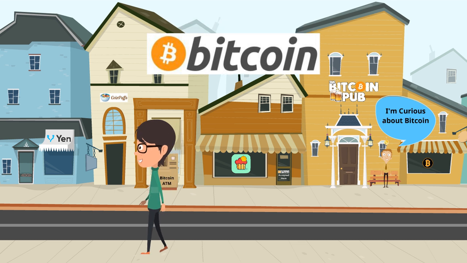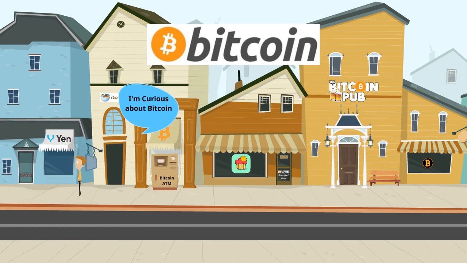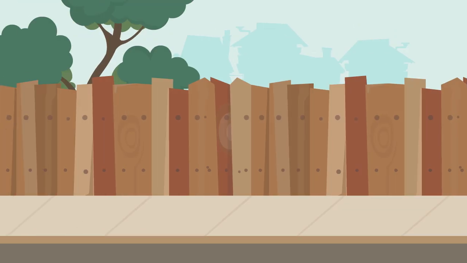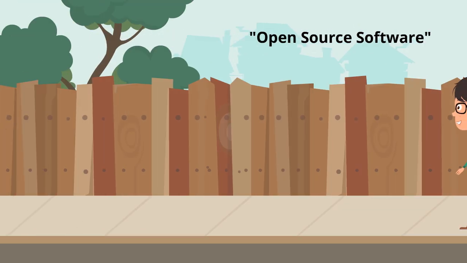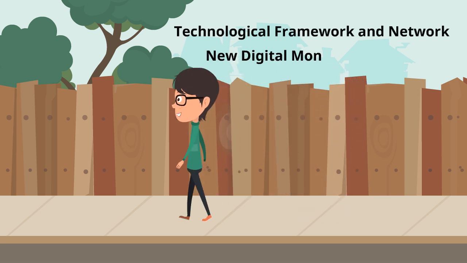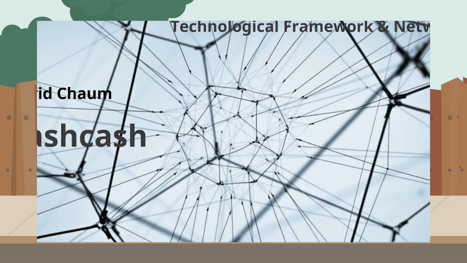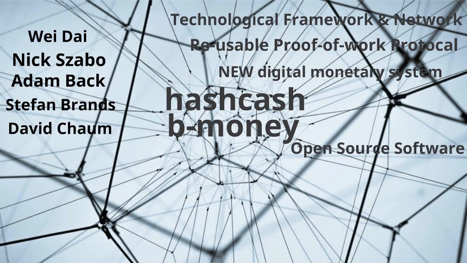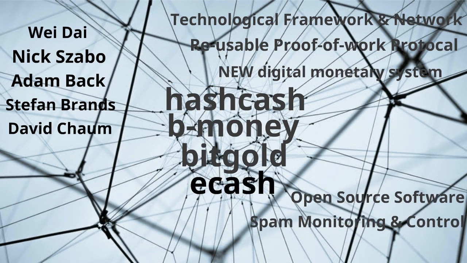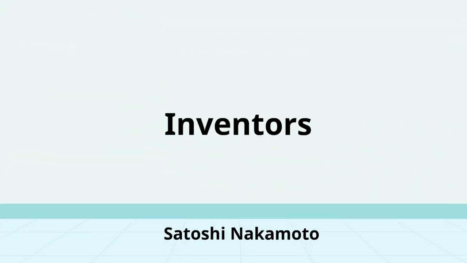The term Bitcoin is simultaneously a number of things, as it's a currency unit, but it's also used to describe the open source software as well as a technological framework and network of a new digital monetary ecosystem. Not ironically, Bitcoin can be described as a collection of concepts, principles, and technologies, just as Satoshi Nakamoto is often understood as a collection of inventors and inventions.